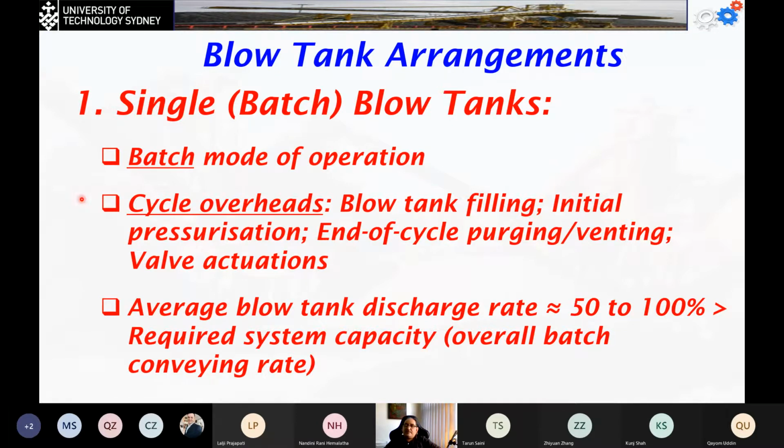The average blow tank discharge rate is going to be something between 50 to 100% more than the system capacity required. So, for example, if the system requires 100 kilograms, the tank discharge rate should be more by almost 100%.